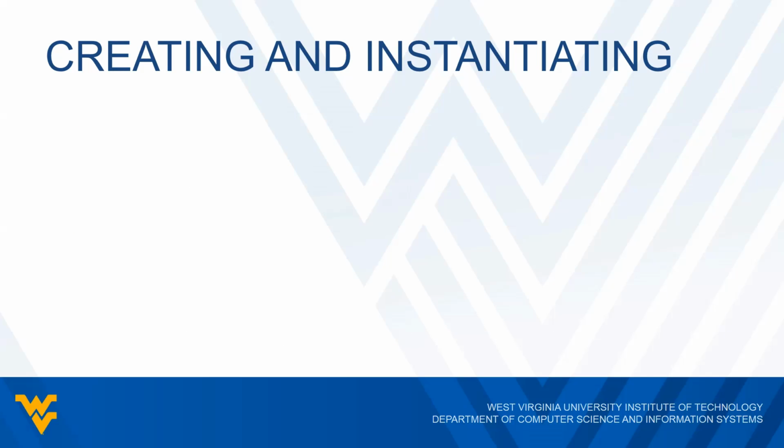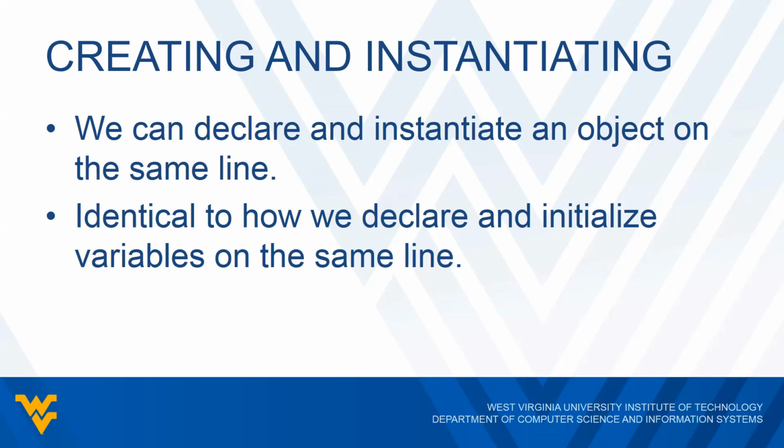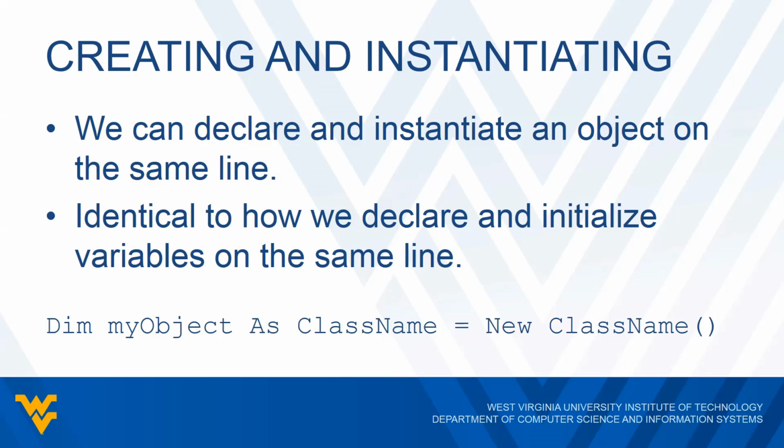Now, I will mention that we can declare and instantiate an object on the same line. We've shown that we can do it on separate lines. One line would declare the object, another line would instantiate the object, but if you wanted to, you can combine them into a single line. And this is just identical to how we would declare and initialize variables on the same line. So just to give an example here, we have dim my object as class name equals new class name. So we're still declaring our object, and we're saying the type of it is going to be whatever our class is. It's just that on the same line we say equals new and then call the constructor of that class.